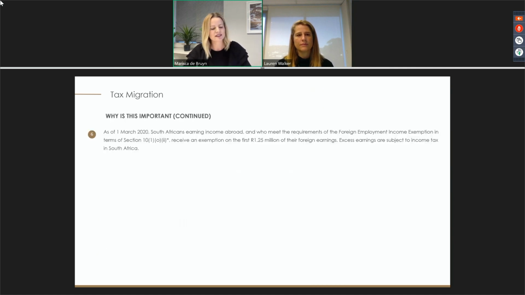Then on step 6, and the reason why this is so important is because there's a big misconception that a lot of people think that if I earn below 1.25 million Rand, then I don't need to inform SARS.